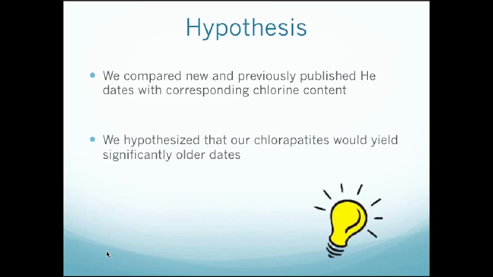So what did we hypothesize? Well, we thought that the chlorapatites that we collected would yield much older dates than the previously published dates. And we think this because we think that chlorine is going to have this resistance to annealing effect. And if there's a resistance to annealing, that means that there was more time for radiation damage to accumulate. And if that happened, then we're going to yield older dates. So what did we find?